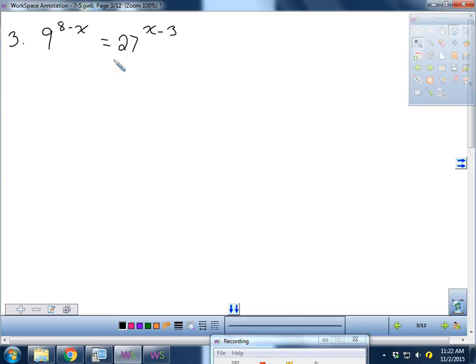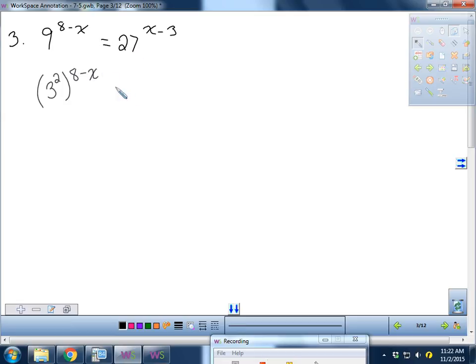All right, number 3. So I have a base of 9 and a base of 27. Neither of those are prime numbers. Okay, so I have to think, is there a number that they both are divisible by, or that I could write with the same base anyways? And I can rewrite 9 with a base of 3, so that would be 3 to the second power is the same thing as 9, and I still have the 8 minus x on the outside.